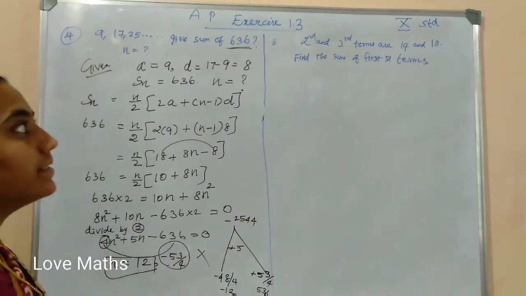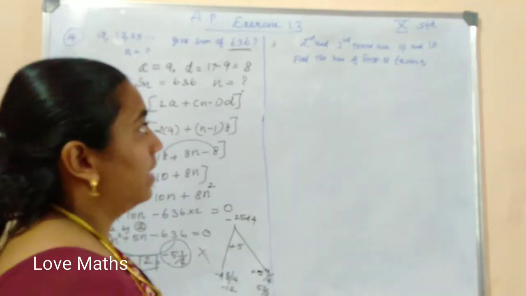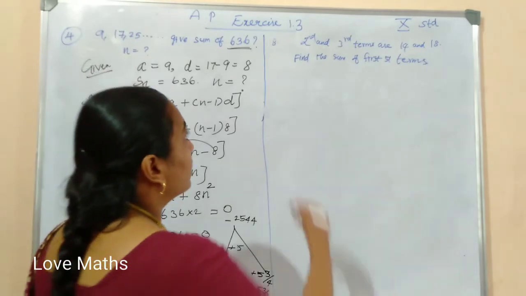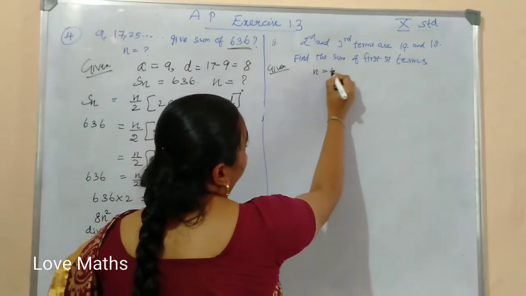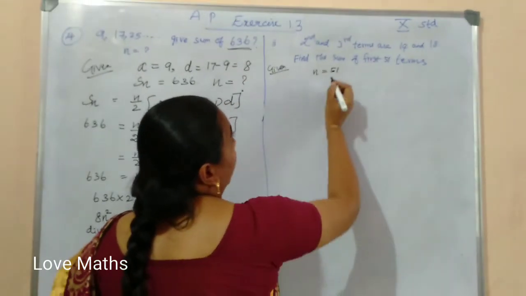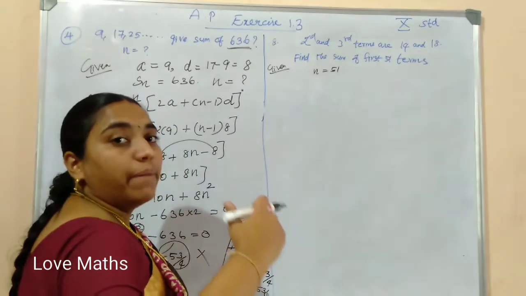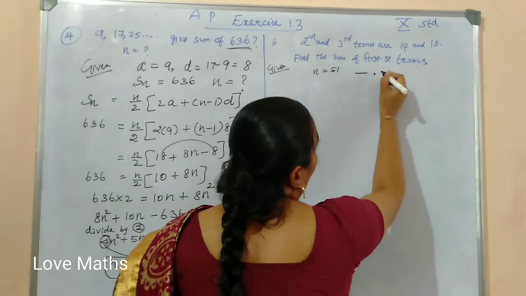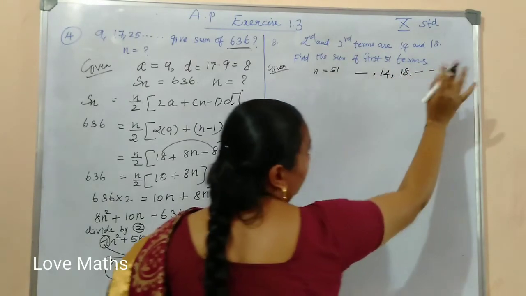Okay. Next question. Second and third terms are 14 and 18. Find the sum of first 51 terms. What is given? First 51 terms means n is 51. Next, second and third term. What is the general format? A plus D, A plus 2D, like that. So first term I don't know, second term is 14, third term is 18, remaining I don't know, leave.